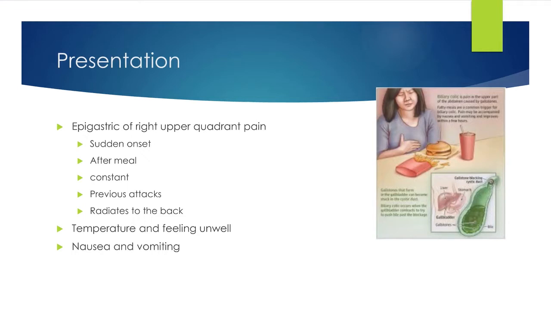Now, characteristics of the pain are important. It's a sudden onset, usually after a heavy meal. The pain tends to be there all the time. It doesn't go. Usually these people had previous attacks in the past, and the pain sometimes radiates to the upper back.